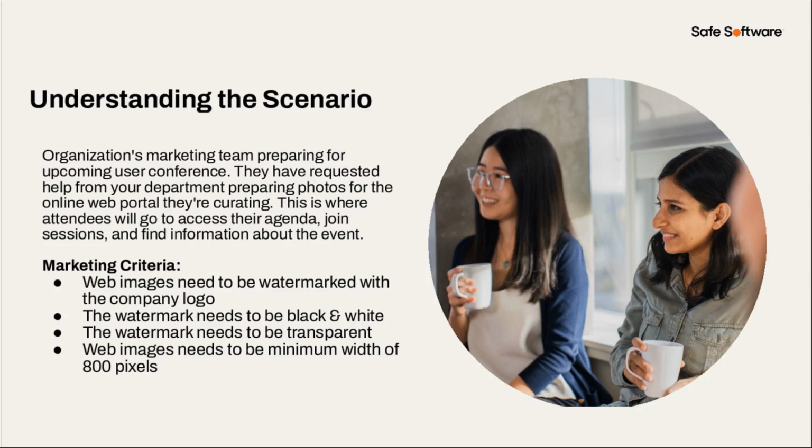So web images need to be watermarked with the company logo. You can see we're staying on theme here. Watermarks need to be black and white as well as transparent, and web images need to be a minimum width of 800 pixels. And although it's not listed here, we really should be delivering the images back to the marketing team in a web-friendly format. So we have about 1 demo per marketing criteria we're going to meet.